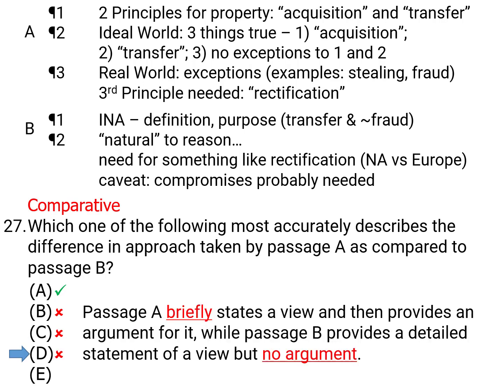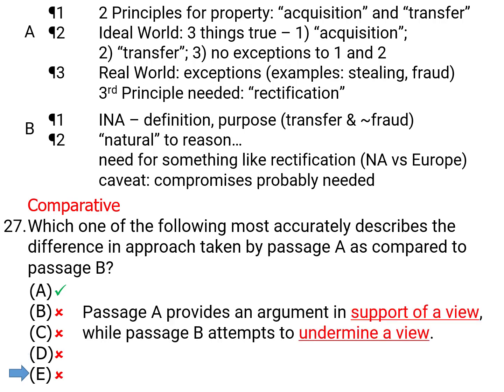Answer choice D, it'd be pretty hard to call passage A brief. It's the longer of them, but that's a judgment call. You don't have to use that to get rid of the answer choices. This answer choice also says that passage B has no argument, but we know that it does have an argument, that there's a need for something like rectification for the Native Americans. And then E, support and undermine. These passages are not in opposition. They agree. So whether by recognizing A or eliminating the other four answers, you could pick answer choice A as your answer. And that's the end of the passage.